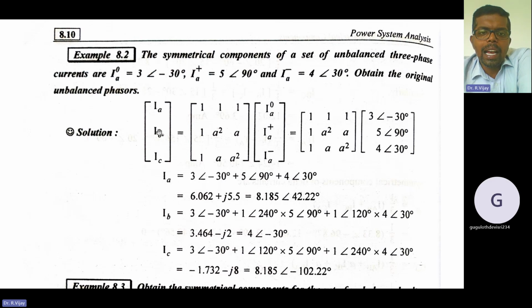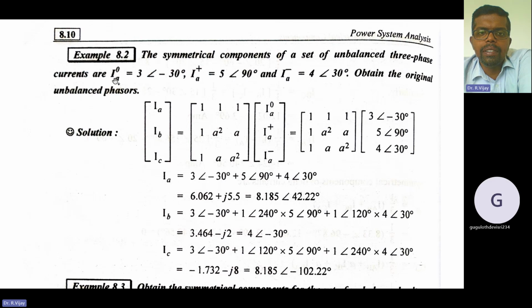Here, the IA, IB, and IC matrix is equal to this transformation matrix, 1, 1, 1, 1, A squared, A, 1, A, A squared, into IA naught, IA positive, IA negative. This is the general formulation that we have already seen in our previous class. Here, you need to substitute.